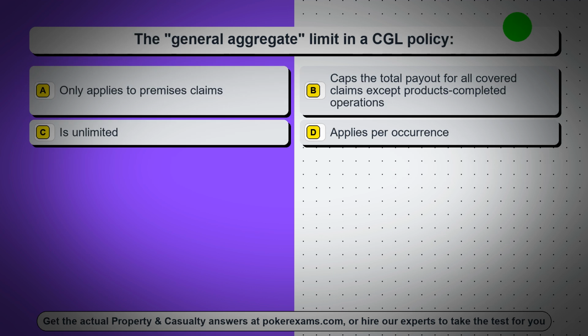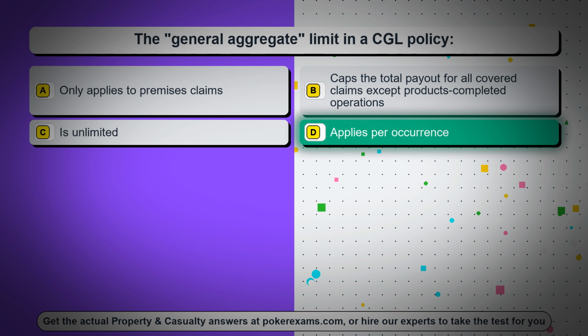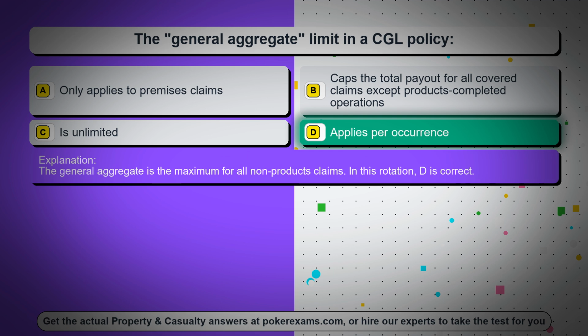Question 29. The general aggregate limit in a CGL policy, option A, only applies to premises claims, option B, caps the total payout for all covered claims except products completed operations, option C, is unlimited, option D, applies per occurrence. The correct answer is option D, applies per occurrence. The general aggregate is the maximum for all non-products claims. In this rotation, D is correct.